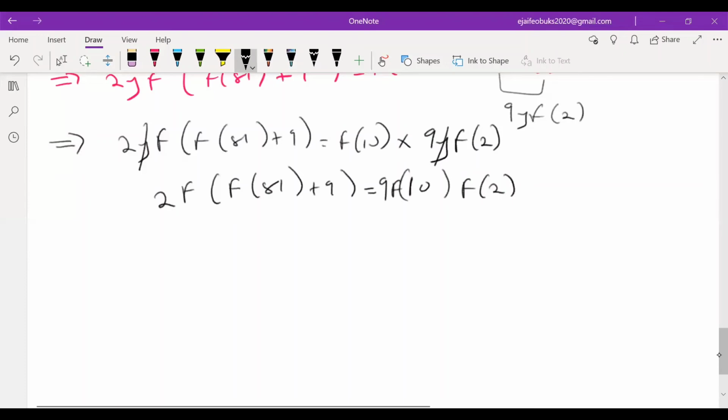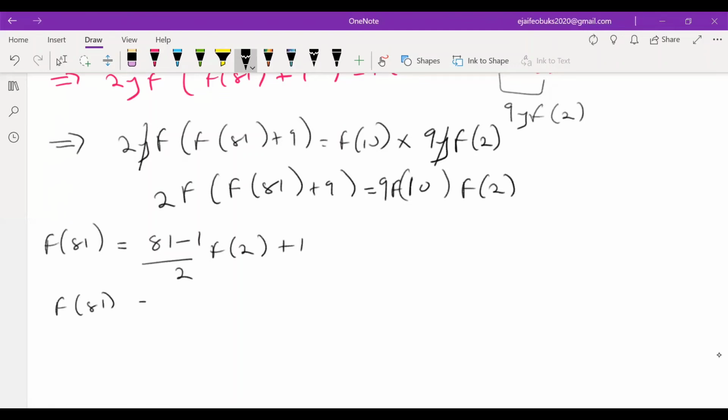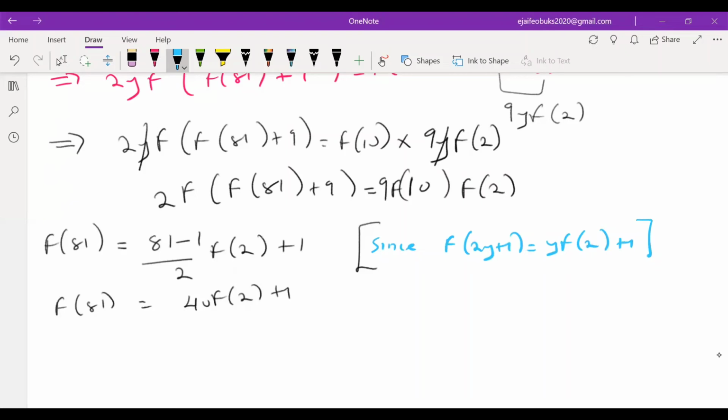Then we know that f of 81 is, since this is odd, 81 minus 1 over 2 times f of 2 plus 1. So f of 81 is 40 f of 2 plus 1. In case you can't see why, since f of 2y plus 1 is y f of 2 plus 1, this is why f of 81 is 40 f of 2 plus 1. So this is equal to this.